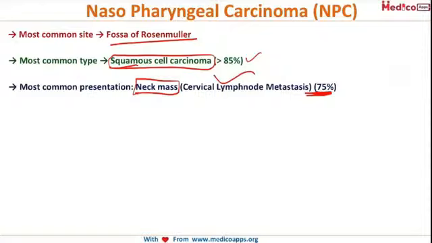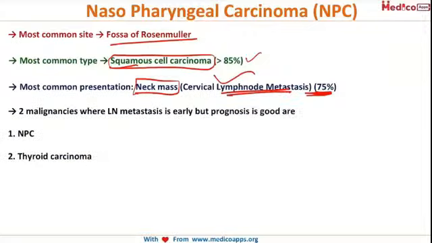That is why they present as a neck mass. Okay. So there are two malignancies where lymph node metastasis is early, but the prognosis is good. Usually we think that the prognosis is bad whenever there is lymph node metastasis, but there are two exceptions for this. These are nasopharyngeal carcinoma and also thyroid carcinoma.